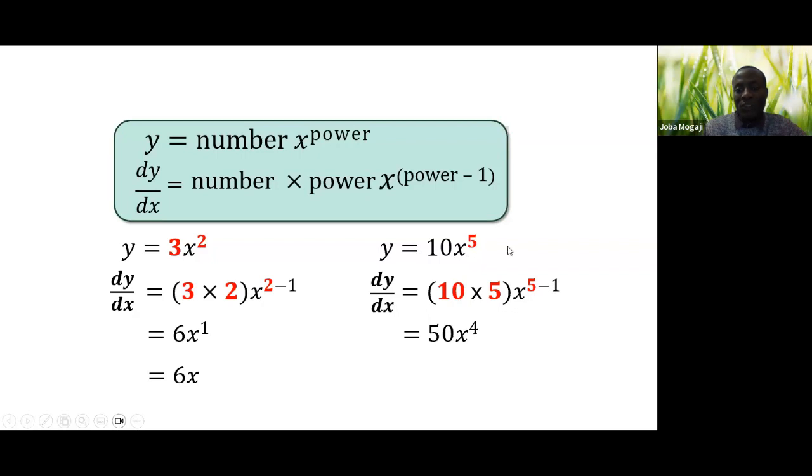Meaning that if you differentiate y equals 10s raised to the power of 5, you will get your dy ds to be equal to 50s to the power of 4. I want to believe that is clear.